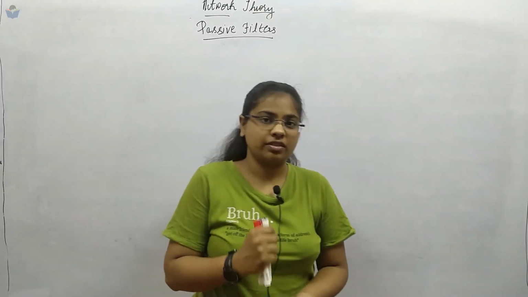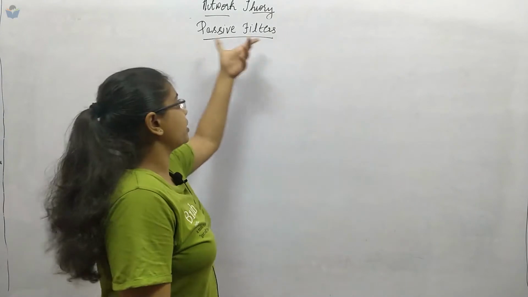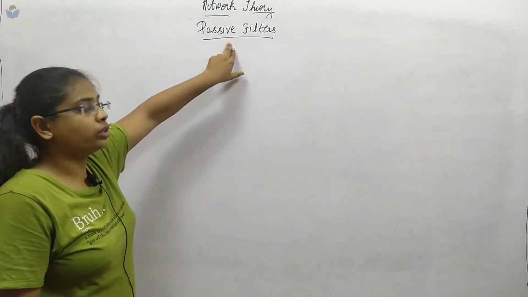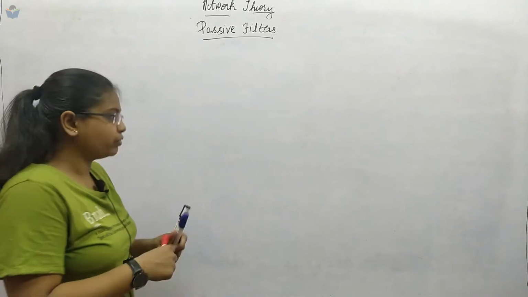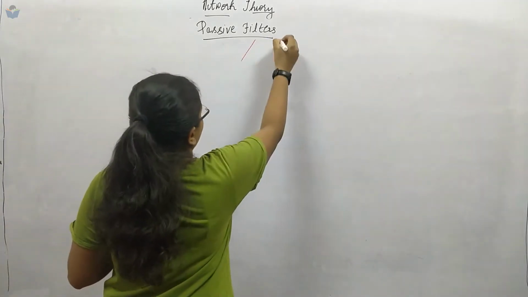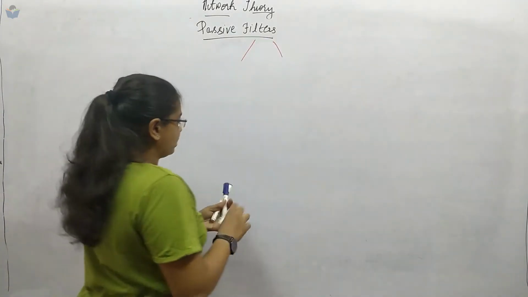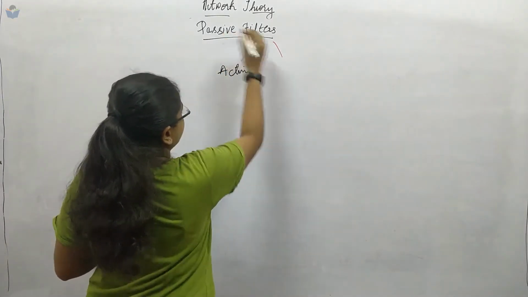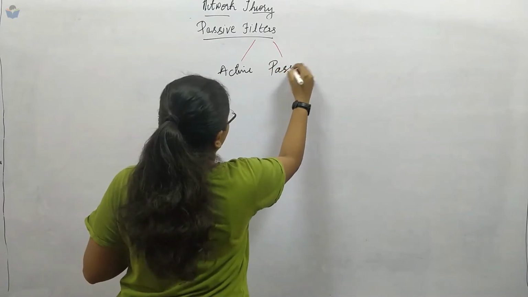So in this lecture we will start with a new chapter, that is passive filters. In this network theory we are going to learn only about the passive filters. But if you see in the filter section, there are two types. Basically one is active filters and the other is passive filters.